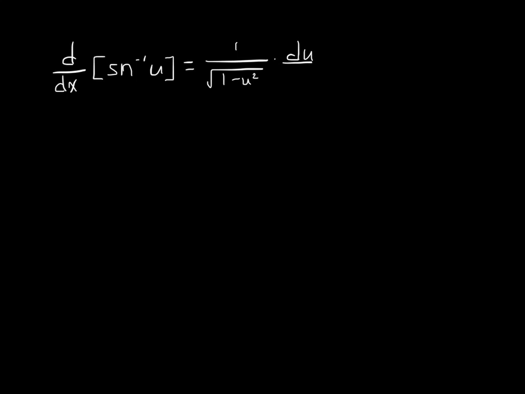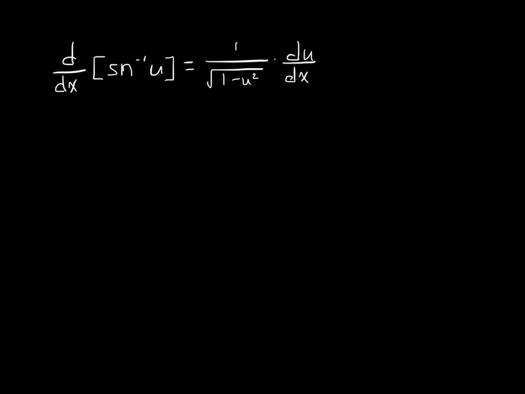So what this also means is that if we wanted to find the derivative of the inverse sine of u, where u is some function of x, we would still have 1 over radical 1 minus, but now it'll be u squared, times du dx.